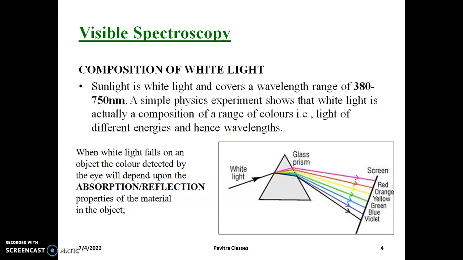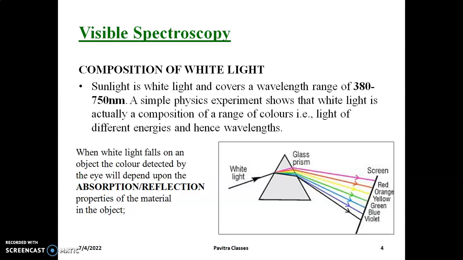The second part is the composition of white light. Sunlight is white light, covering wavelengths from about 380 to 750 nanometers. A simple physics experiment shows that white light is actually a composition of a range of colors. As you can see in the pictures, when white light passes through a glass prism or water, seven colors are produced. It is generally called VIBGYOR: V is violet, B is blue, G is green, then yellow, orange and red.